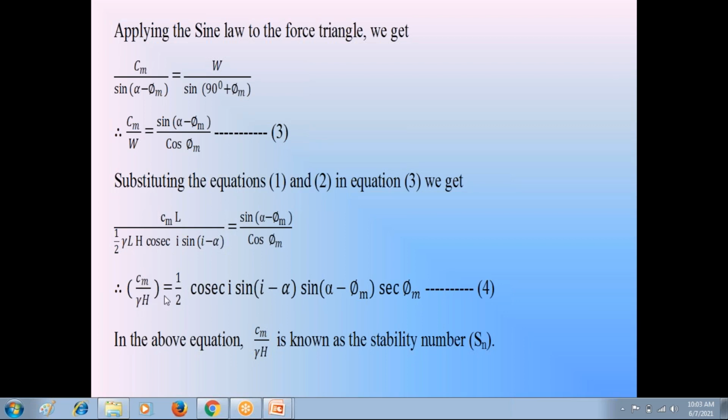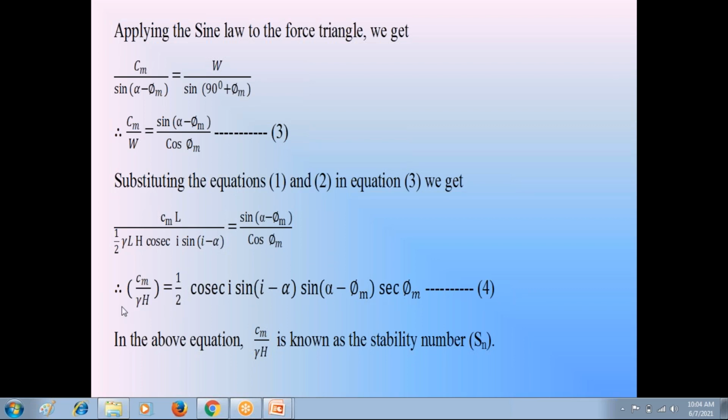Cm by gamma into h is equal to, bringing the remaining terms to the right side, it becomes half into cosecant I into sine I minus alpha into sine alpha minus phi m into 1 divided by cos phi m in the denominator. 1 by cos phi m is equal to secant phi m. So from this equation we got Cm divided by gamma into h is equal to half into cosecant I into sine I minus alpha into sine alpha minus phi m into 1 by cos phi m, as secant phi m.